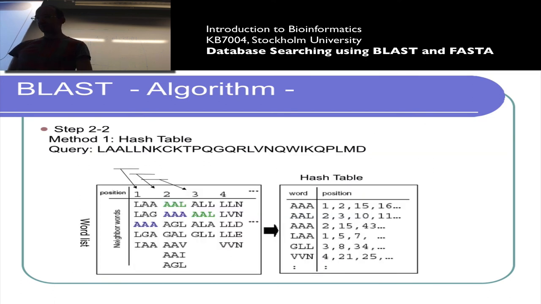So here, this is an example. For neighbor words, you have LAA. And for LA, you have neighboring words LAG, AAA, etc. So LAA, neighboring words, you find in 157. So you find a hash table here of wherever these words are found. You see that this one here, AAA, AAL, are both found in position 2 because they are neighboring words.